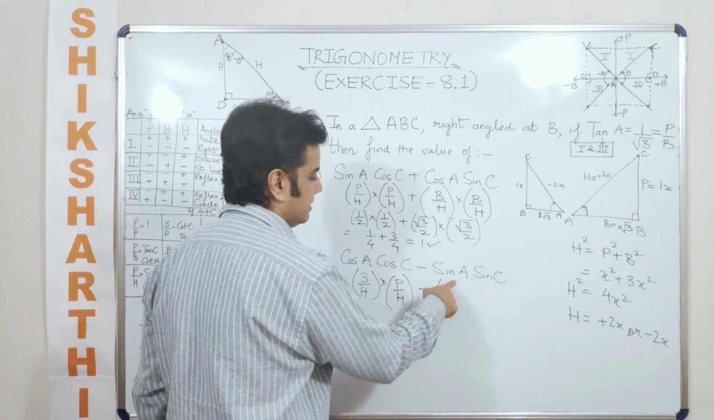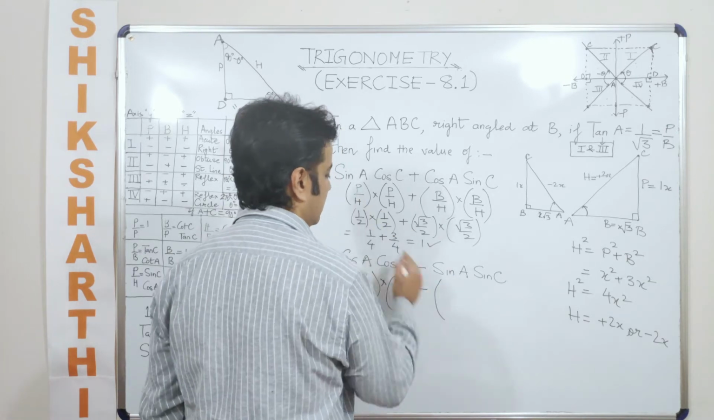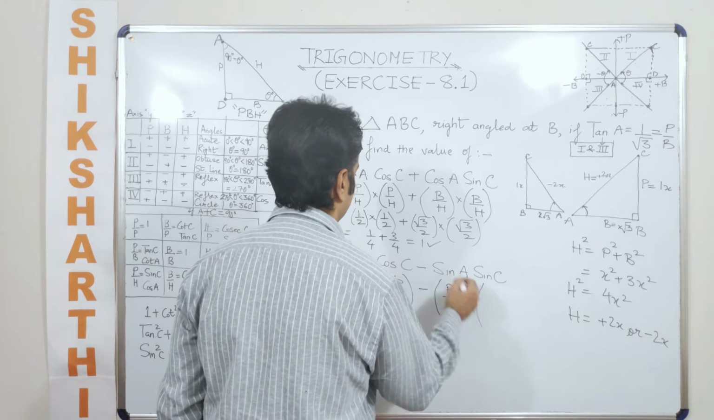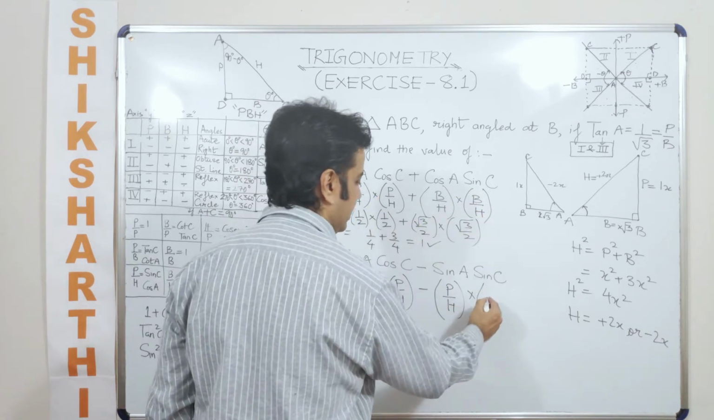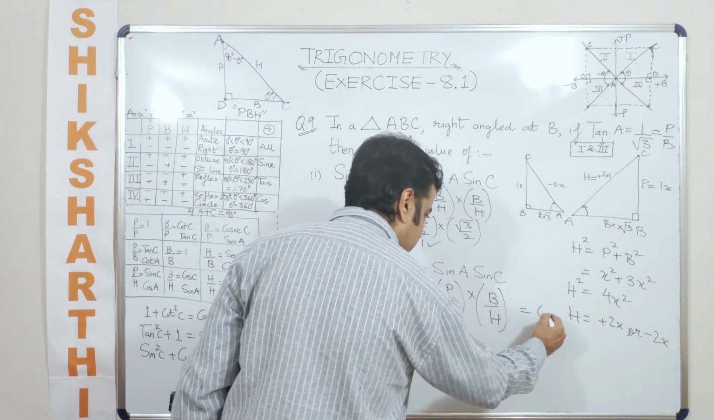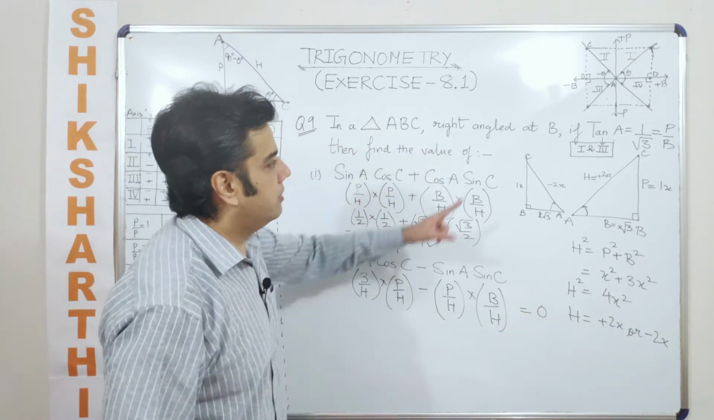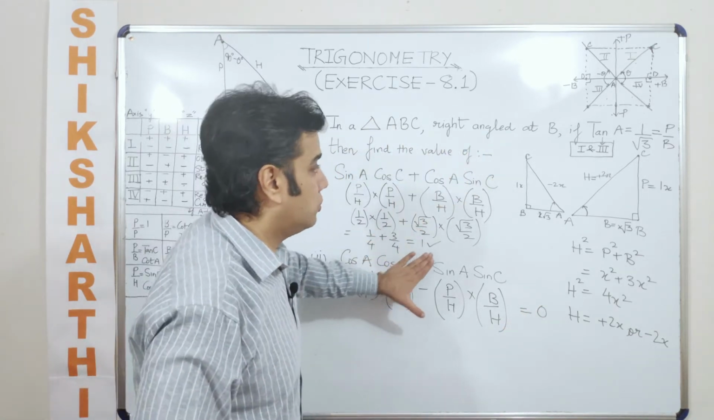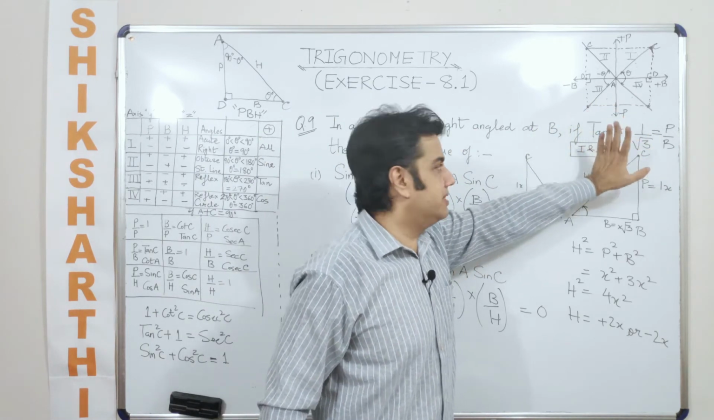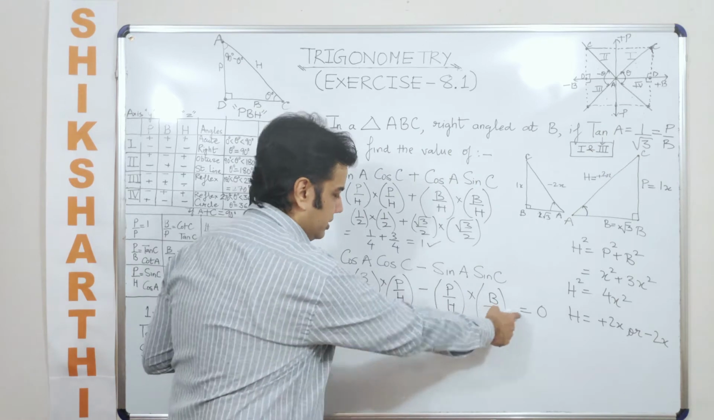We can just borrow the values from here, which is P by H minus sin A. How much is sin A? Is again P by H. How much is sin C? Sin C is B by H. Now if I see here itself, I can say that the value is equal to 0 without even substituting the values. So for this question also, I don't require this. This is redundant. But since they have given it to you, you can just check your answer.